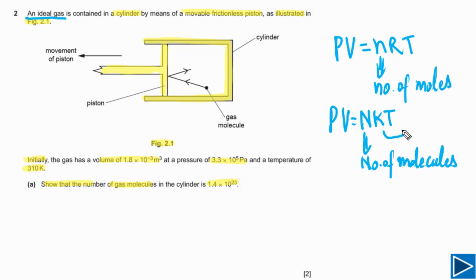k is the Boltzmann constant, and the value of the Boltzmann constant is 1.38 times 10 to the -23. This is the value, and you can find this value in the data list. This is given. You don't need to remember this one. This is given in data. Now simply we need to use this equation and we can calculate the number of gas molecules.